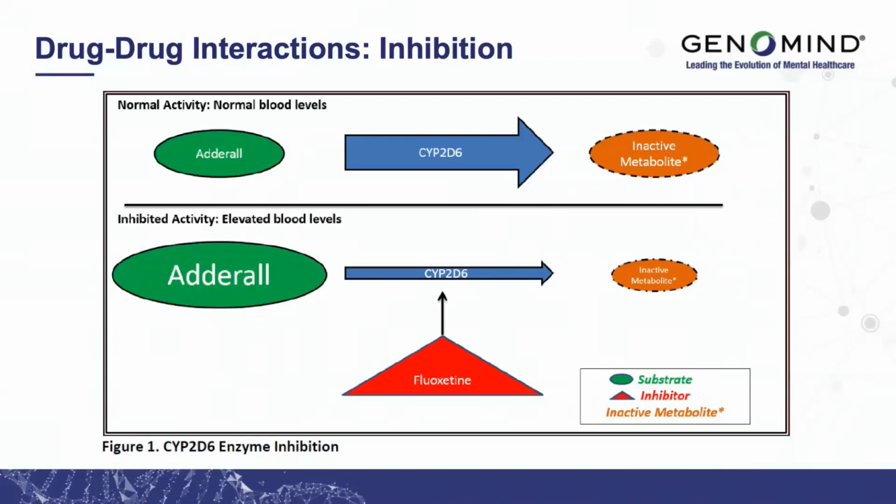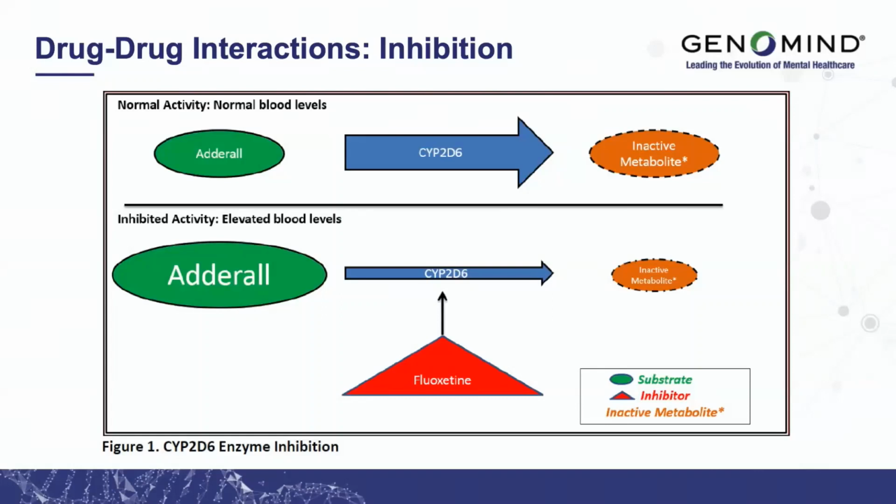Let's walk through this scenario on the screen here. Let's imagine you were giving somebody Adderall or an amphetamine or a lisdexamfetamine, whatever you prefer, something in the amphetamine family. All of the amphetamines are metabolized by CYP2D6 into an inactive metabolite. This is what normally happens up top.